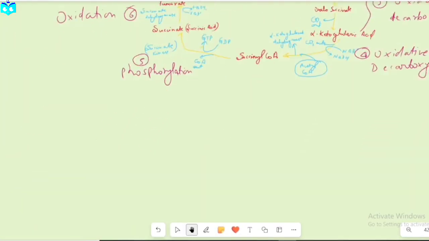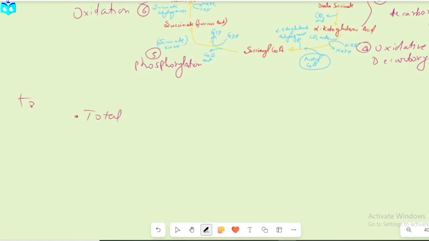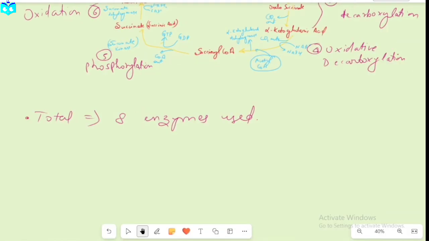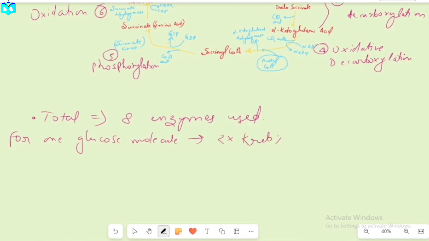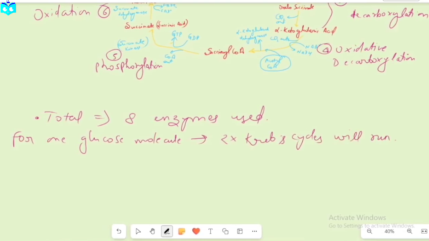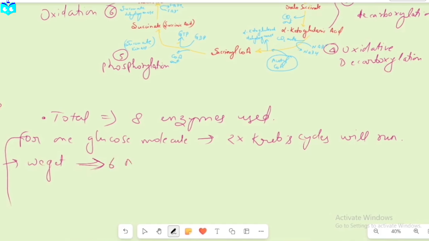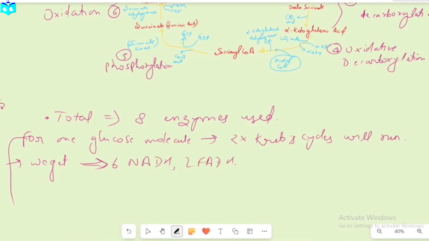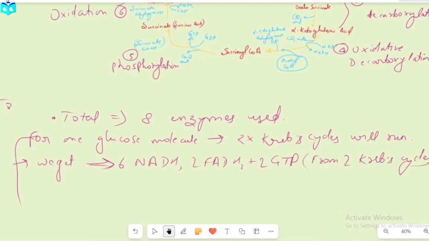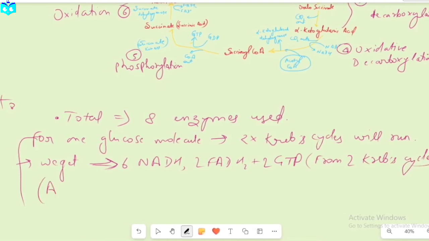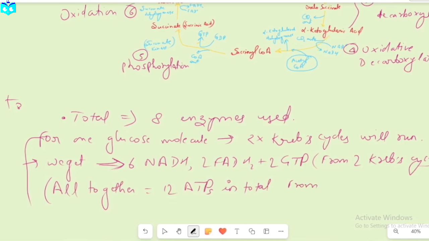Now if we talk about what we get here, a total of 8 enzymes were used. And for one glucose molecule, 2 Krebs cycles will run. After that we get 6 NADH, 2 FADH2 and 2 GTPs, that is from 2 cycles. Now if we convert them into ATPs, then we get 12 ATPs from one Krebs cycle.